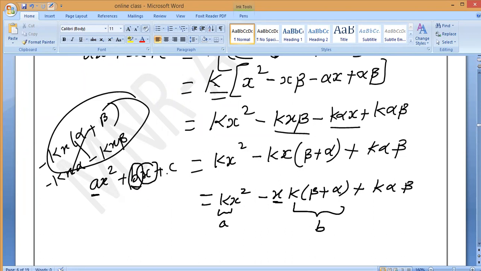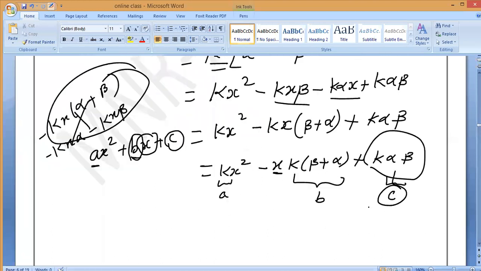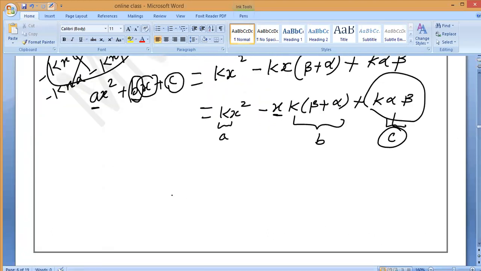Yes, sir. In place of c, who is there? Padmavarshini, in place of c, who is there? Here, k alpha beta, sir. Alpha beta, so that I can assume as c now. Okay, now you have to find the ratios, correct? So here madam will continue, you see how to find the ratios.